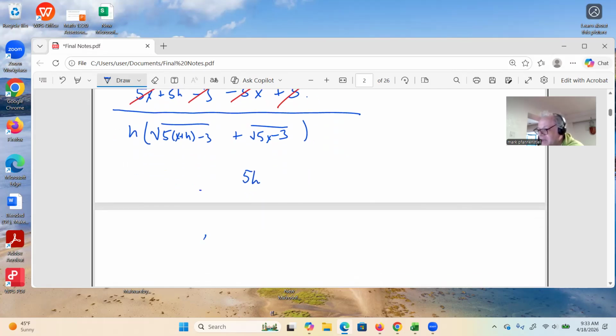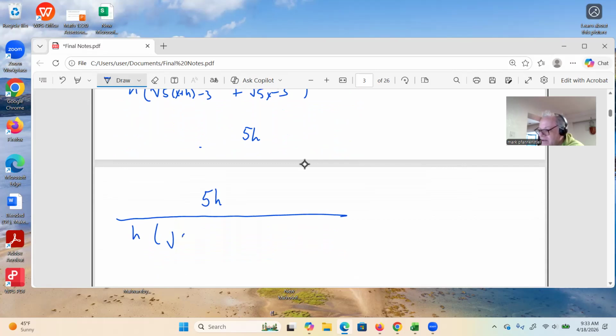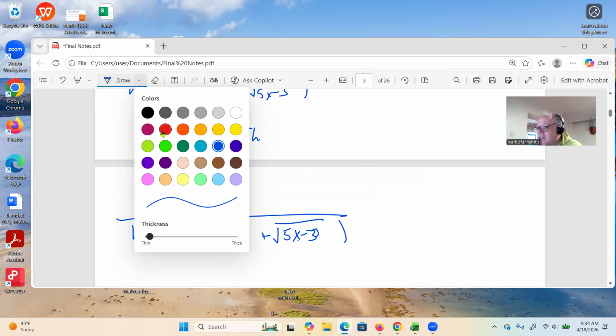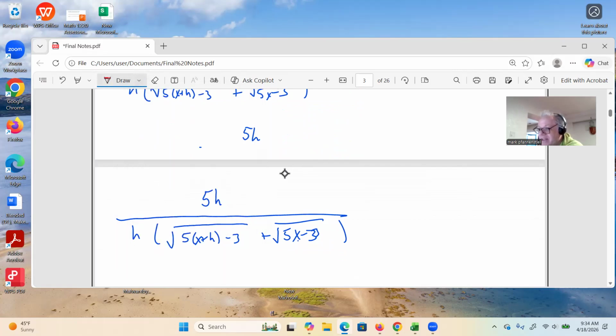So we have a 5h up here divided by h times square root of 5 parentheses x plus h minus 3. If you distribute this, that's fine. That's not going to hurt anything. Plus square root of 5x minus 3. Again, make sure this is a plus. And hey, notice that there's an h on the top and there's an h on the bottom. Now it is time to cancel my h. How do you know you're done with the problem? You've canceled that bottom h.